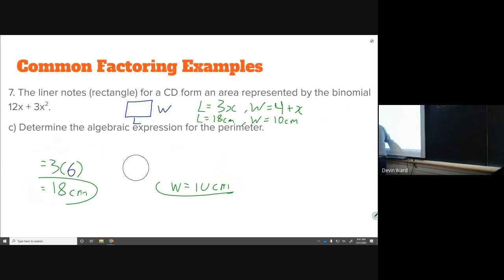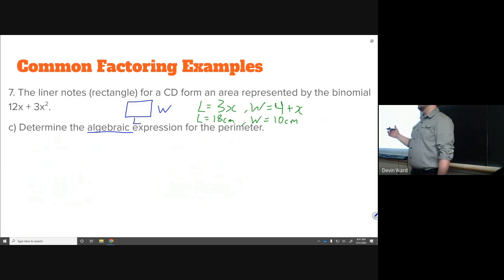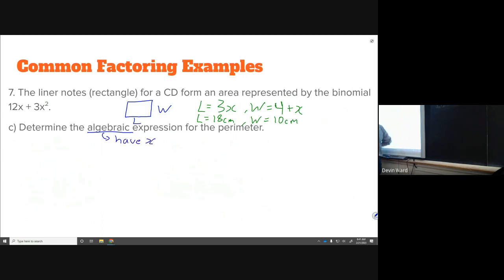C. We want to determine the algebraic expression for the perimeter. So when it's algebraic, that means we want x's. We're going to have x in our perimeter. So what was the perimeter of a rectangle? Remember that from last week?